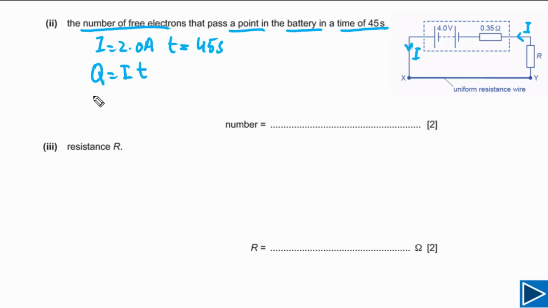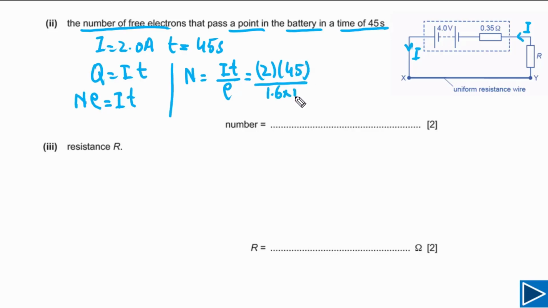But we need to find the number of electrons. So Q we can write down. Q will be equal to N times E. N is the number of free electrons and E is the charge on a single electron. So we can say NE is equal to IT. We need to find out the value of N, so simply we can rearrange. We can say N is equal to IT divided by E, and E is the charge on a single electron. I is given to us, this is equal to 2, and the time is given, this is 45 seconds. And the charge on a single electron is 1.6 times 10 to negative 19 coulombs.